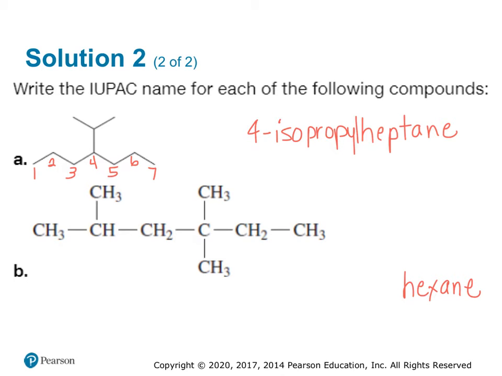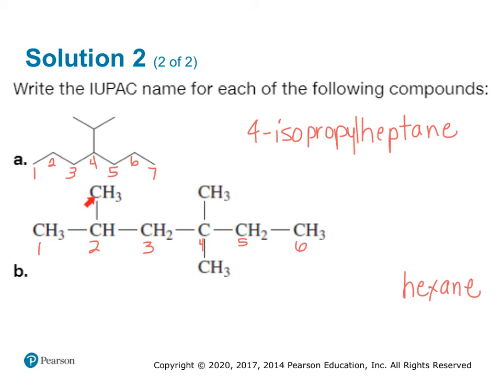Then I number my carbons. You start at this end. I number 1, 2, 3, 4. So my numbers for my substituent groups would be 2 and 4. If I start at this end, I would go 1, 2, 3, 4, 5. I'd have 3 and 5 as my numbers. So I want the lowest possible number. So I'm going to start at the left with my numbering. So 1, 2, 3, 4, 5, 6 is my numbers.